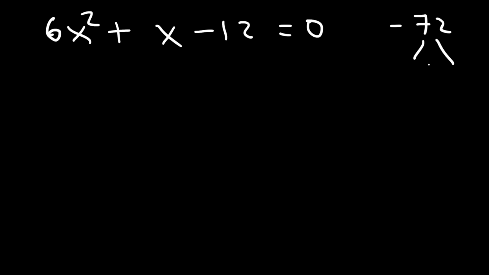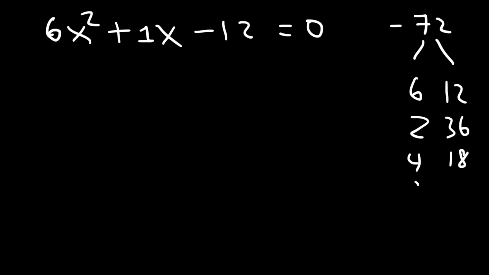Then you need to find two numbers that multiply to negative 72, but that add to the middle coefficient of 1. So 72 is equal to 6 times 12. It's equal to 2 times 36. It's equal to 4 times 18, 8 times 9, but only 8 and 9 differ by 1. And so to make this work, we're going to have to use negative 8 and positive 9, because negative 8 plus 9 adds up to positive 1.